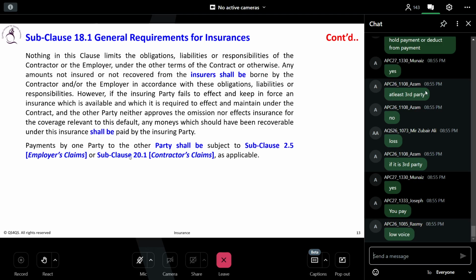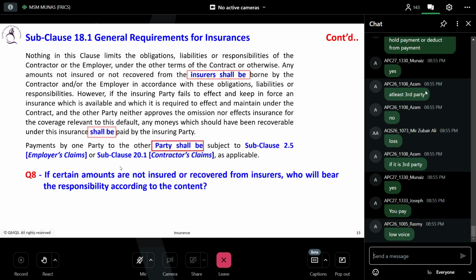Payment by one party to the other party shall be subject to subclause 2.5, Employer's Claim, or subclause 20.1, Contractor's Claim. It very clearly says so, whereas in subclause 17 it doesn't say like this. If a certain amount is not insured or recovered from the insurer, who will bear the responsibility according to the content? You have to answer this very carefully.